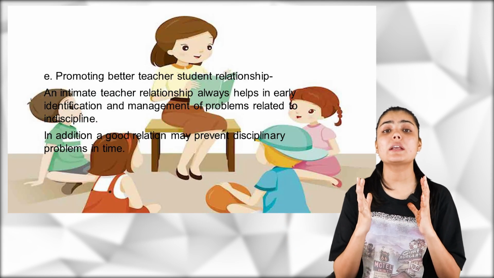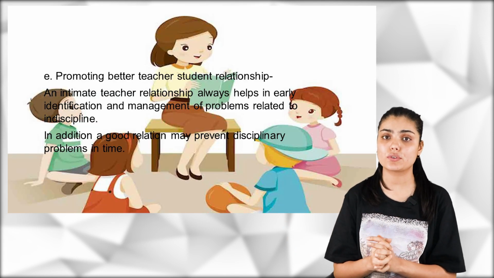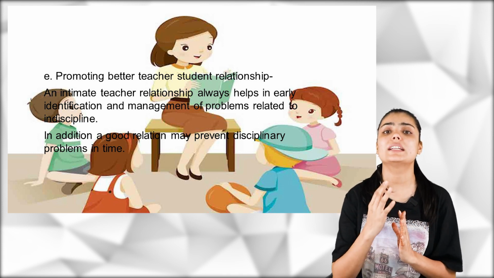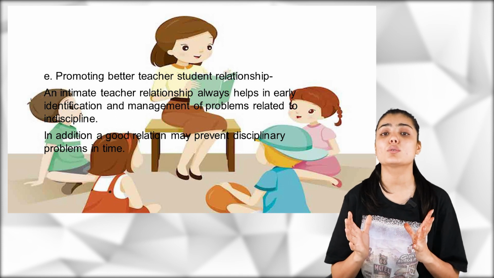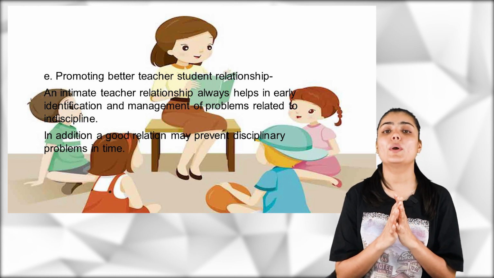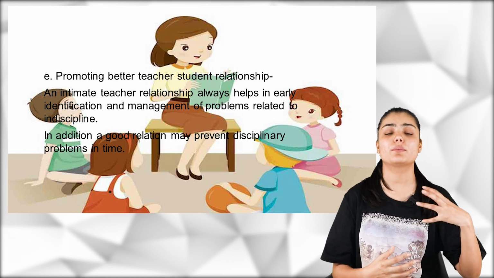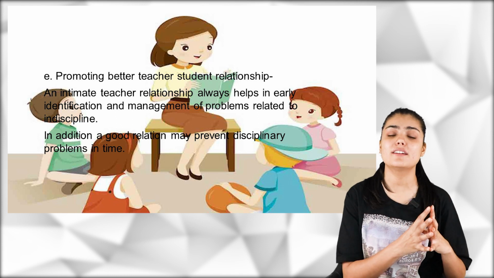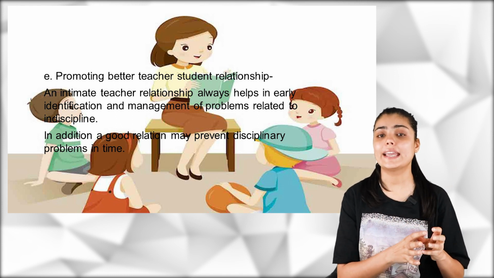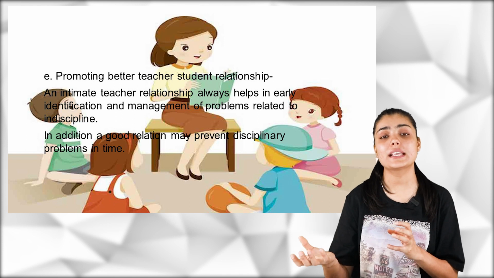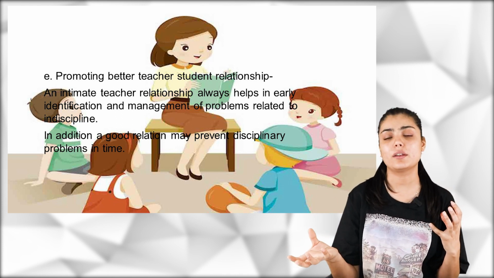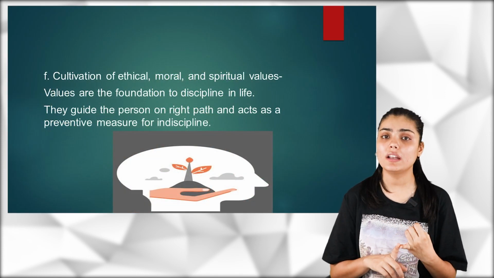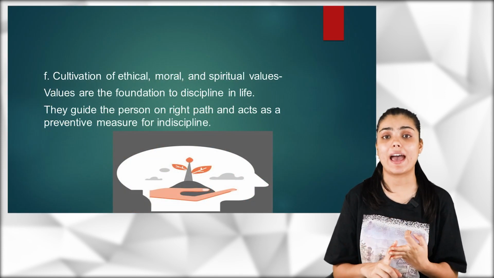Next, we have promoting better teacher-student relationship. So in the causes of disciplinary problems, we have seen that poor relation between the teacher and student also causes disciplinary problems. Now, when there is a close and intimate relationship between a teacher and the students of the class, what happens? It becomes easier for the teacher to identify any kind of disciplinary problems and manage those disciplinary problems at the earliest.